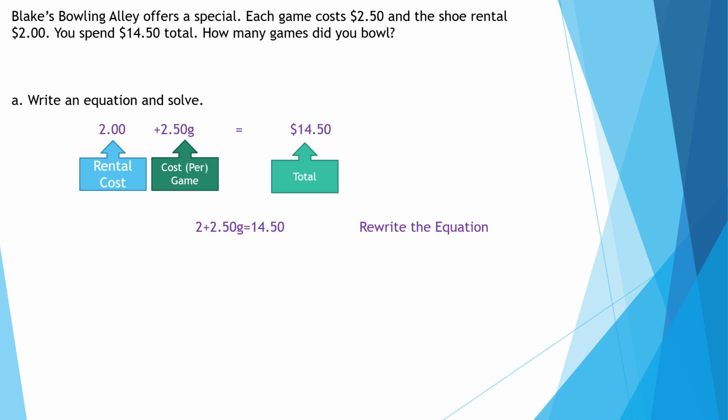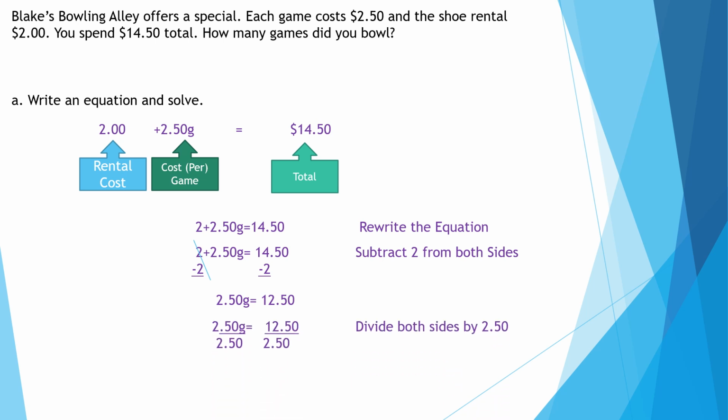So then we always rewrite the equation before we start solving. On this one, you see that 2 plus 2.50G equals 14.50. So we have to get rid of the 2 that's being added to 2.50G. So we're going to subtract 2 from both sides. Once we subtract 2 from both sides, we're left with 2.50G equals $12.50. Now, the 2.50 times G is being multiplied, so we're going to undo that by dividing.